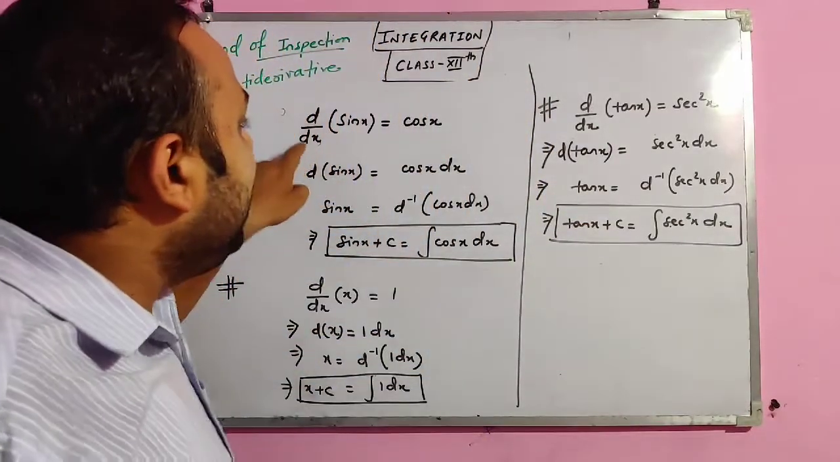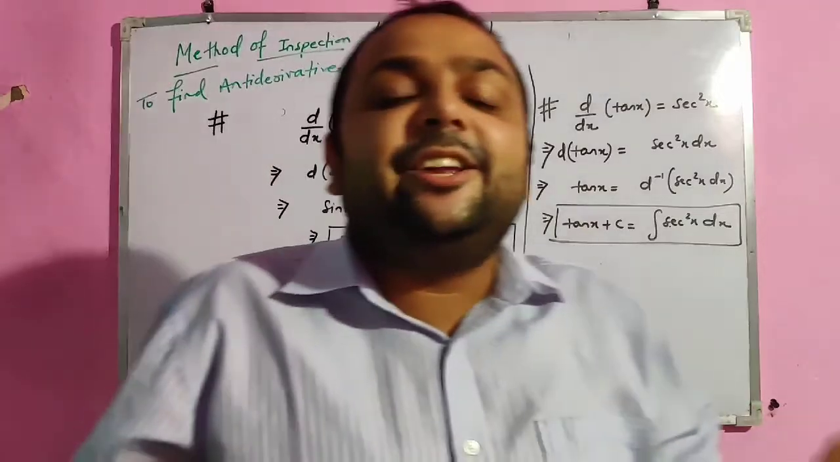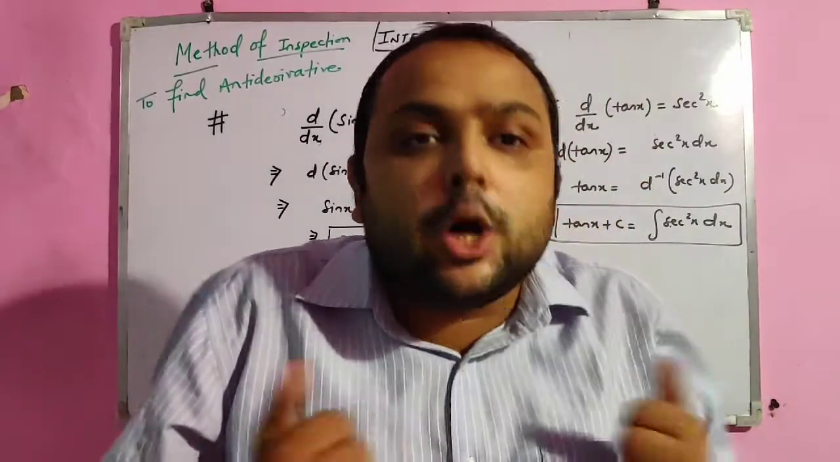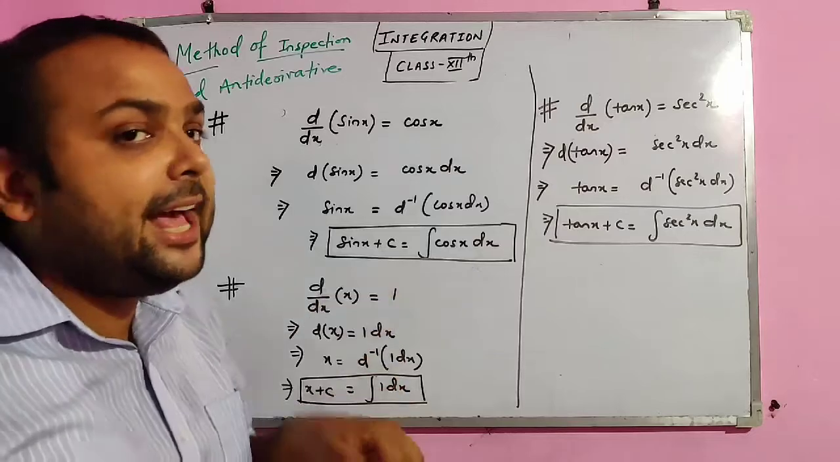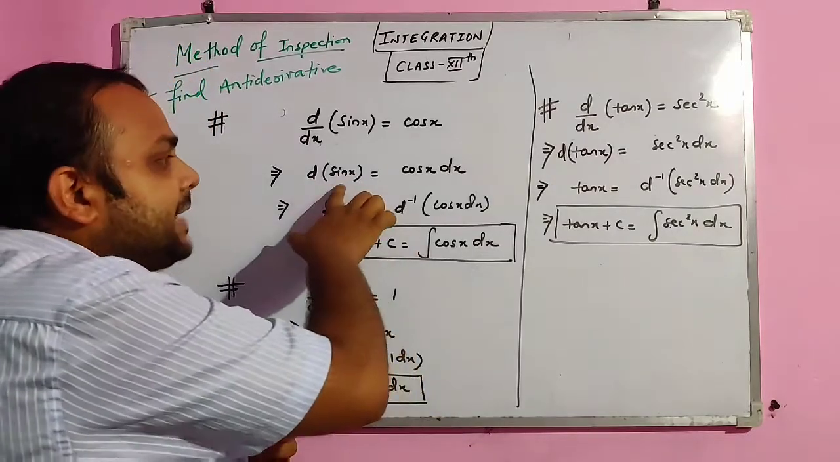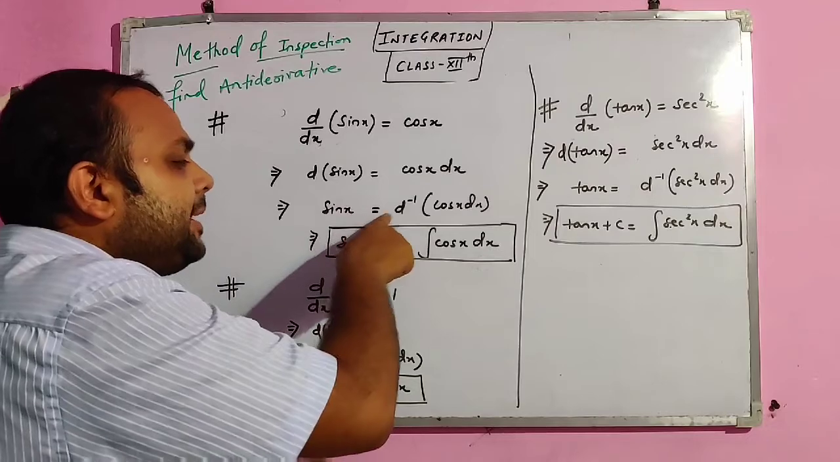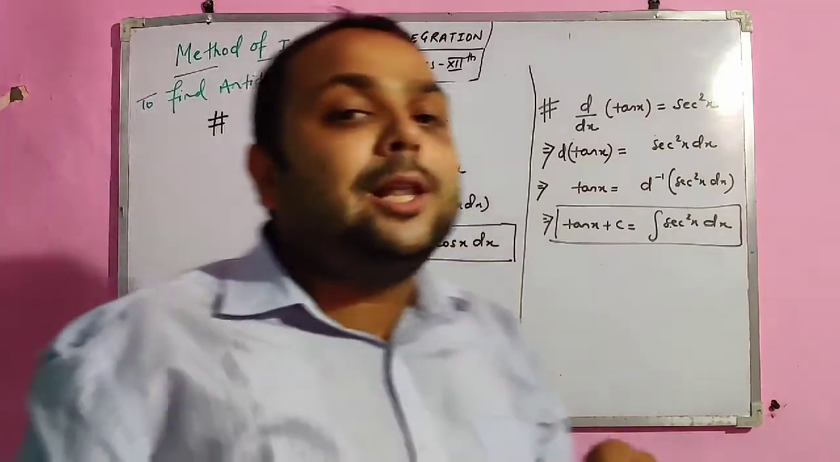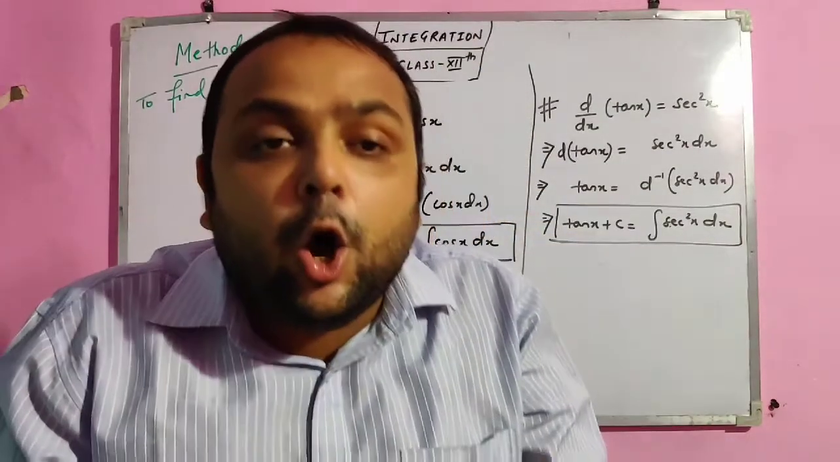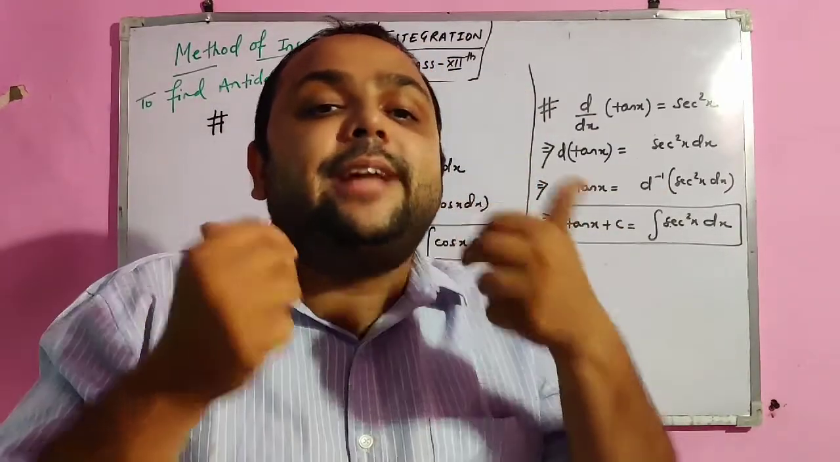Suppose d by dx of sin x is equal to cos x. We all know that the differentiation of sin x is cos x. Now if I put this dx to the right side, I will write like this: d of sin x is equal to cos x dx. Then sin x can be written as d inverse of cos x dx. This d inverse is called the antiderivative, or the inverse of differentiation, or inverse of derivative.